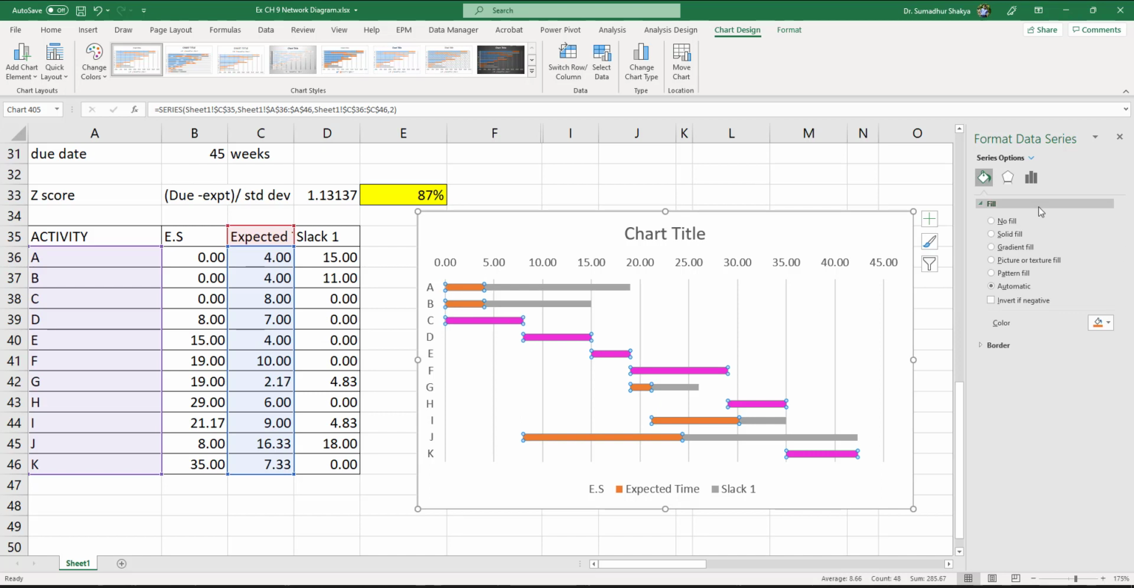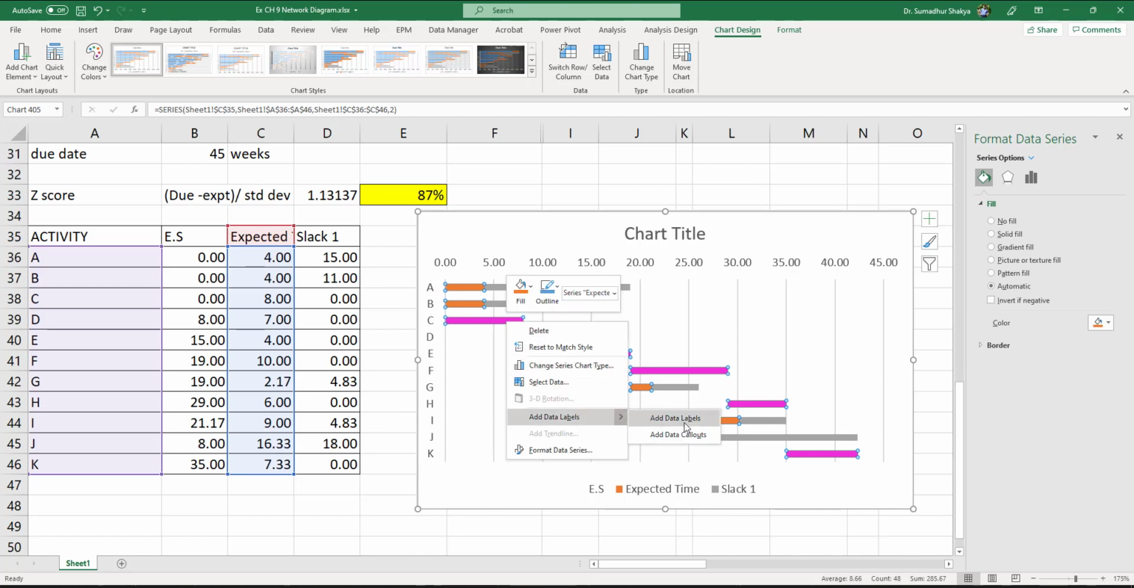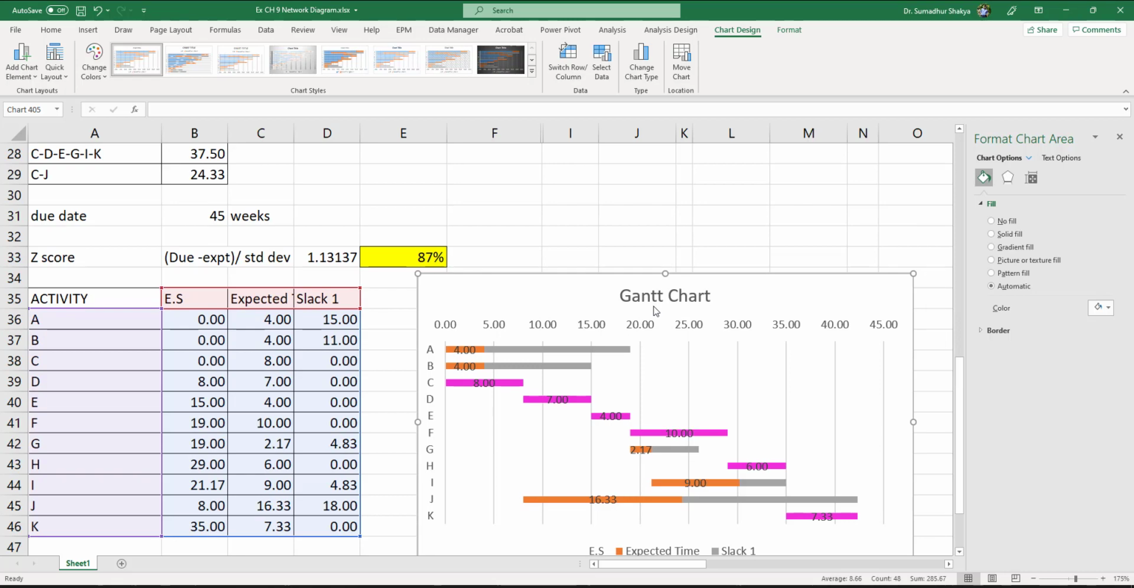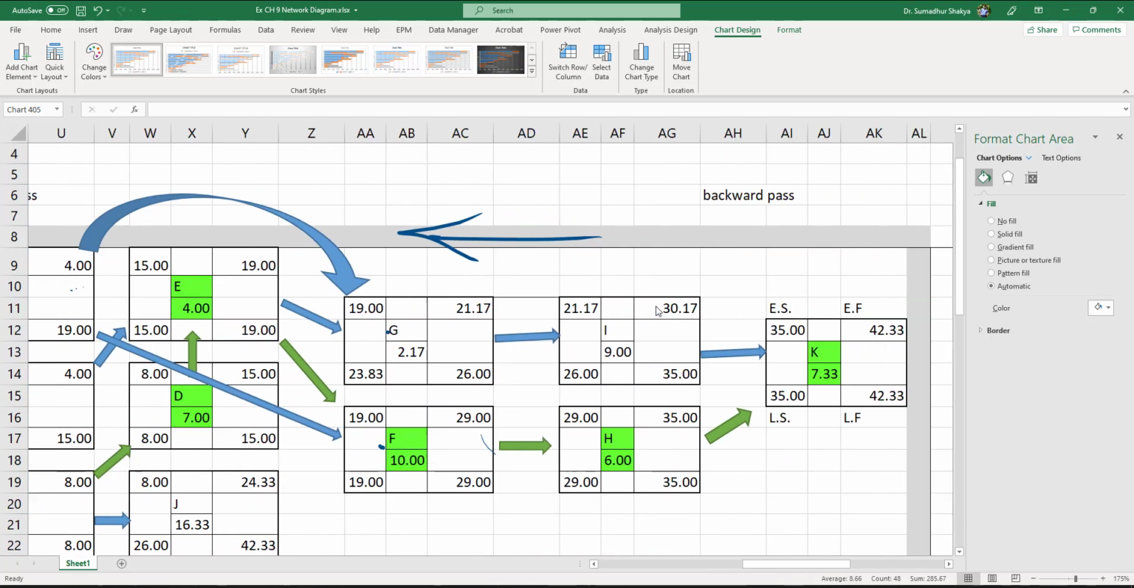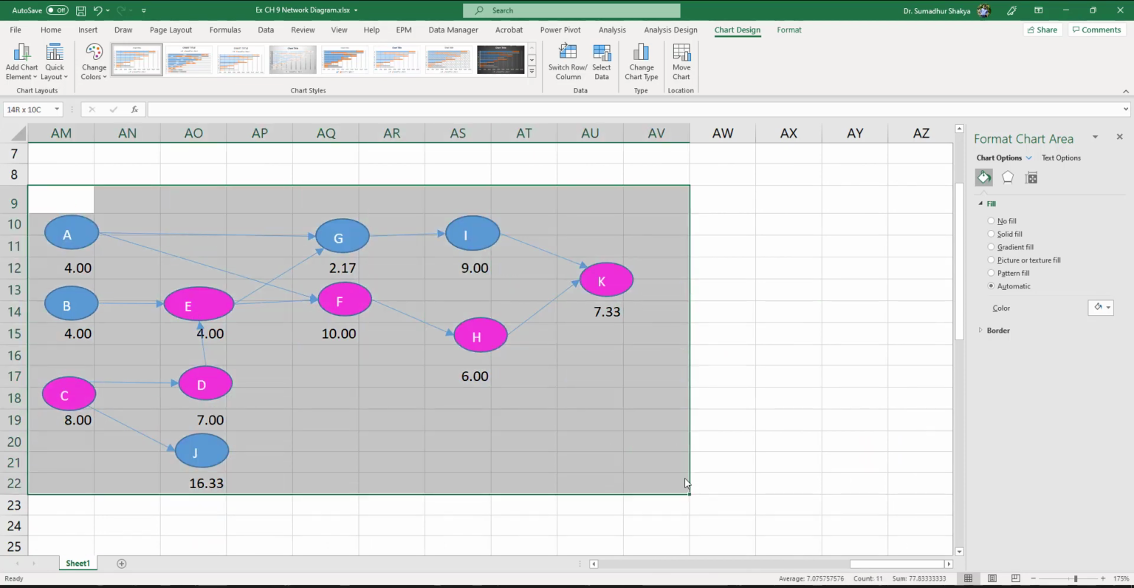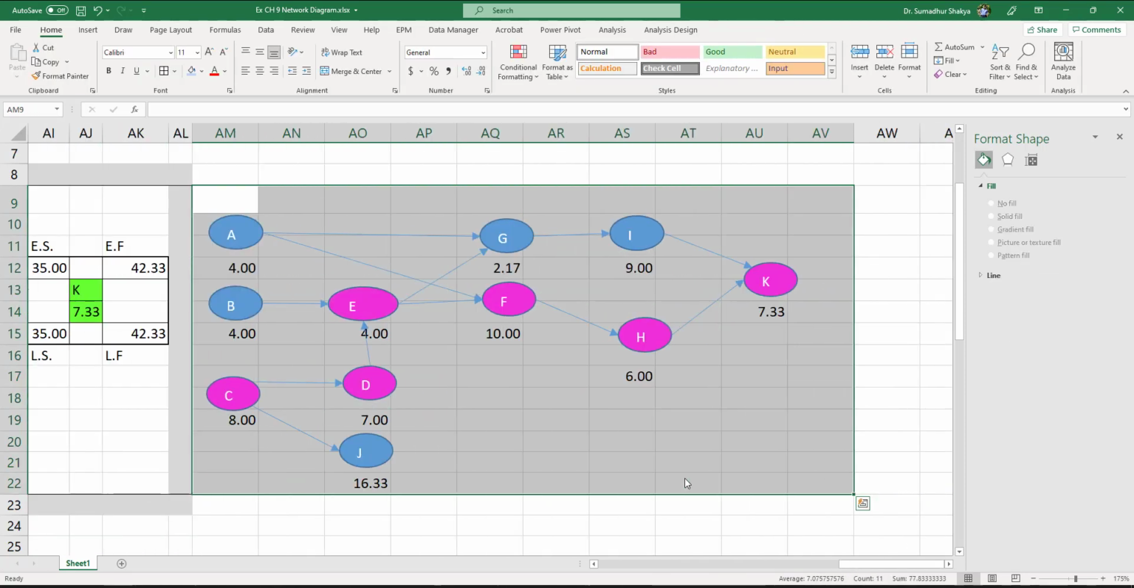So when it comes to labeling, let's say add data labels. Now it shows the activities, the expected time of completion for each of these activities, and I'm satisfied with that. So this is what you'll call a Gantt chart. So when it comes to explaining to the audience, you will not represent so many of these numbers, but only this one will go on the PowerPoint to present it to the audience.